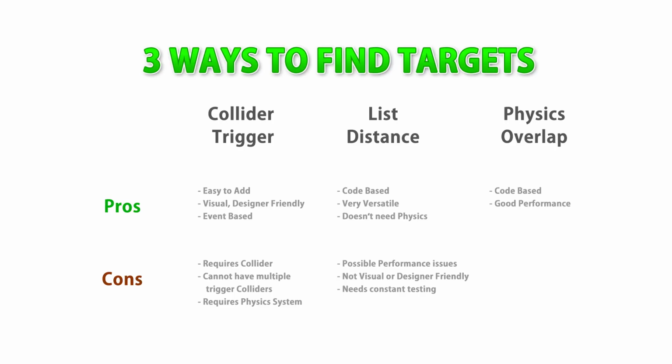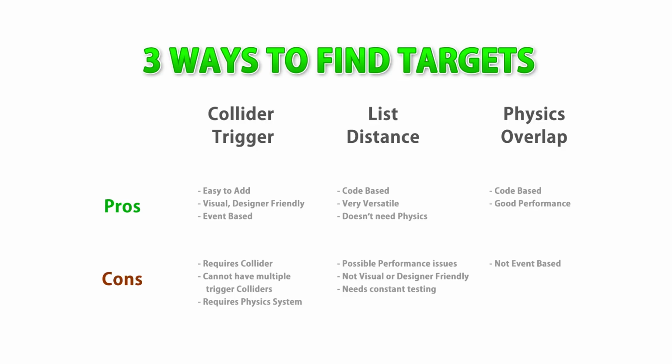Here, it asks the physics system for the colliders within an area, so it doesn't need to query every single object that exists. And the main con is just like the list method, which is potential performance issues. Since this is not event-based, you need to call the function on update. If you do a physics query on every single update, then it can cause some slowdowns.